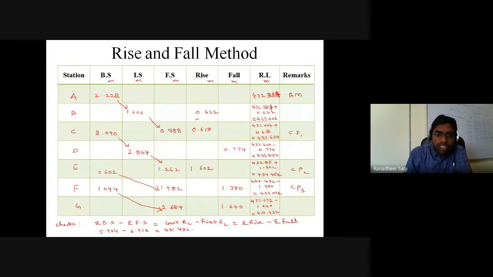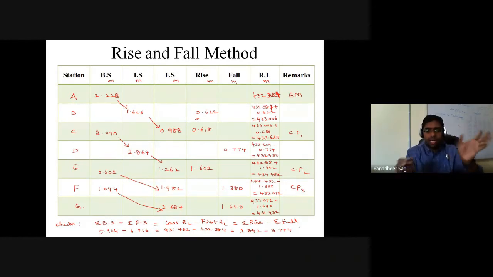Last RL value is 431.432, and the first RL value we had is 432.384, which should be equal to summation of all the rise data, 2.842, minus summation of fall data, 3.794. So you calculate all those values, and I hope you will get minus 0.952. So it means all three conditions that you have listed are getting satisfied.